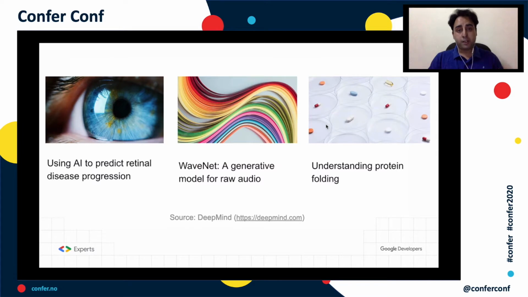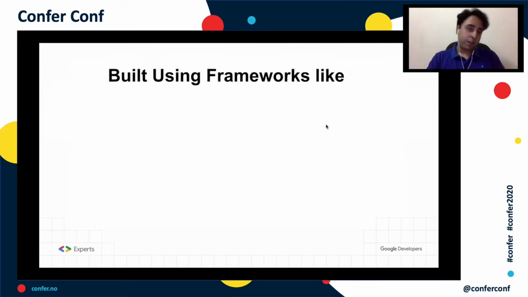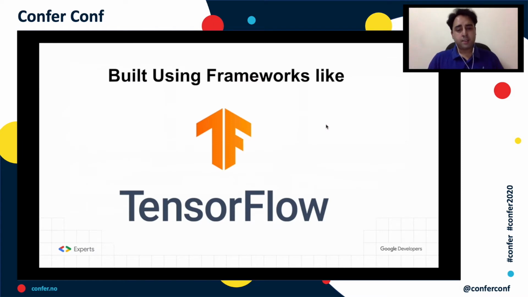Apart from creating these amazing looking images, they can also be used to predict retinal disease progression. They can also be used to create audio, like generated sound waves, music notes, and so forth. And they can also be used to understand protein folding structures and many more. So the current state of deep learning has progressed so far that they can do all these amazing applications. An interesting thing about all these deep learning models is that they are built using frameworks such as TensorFlow.